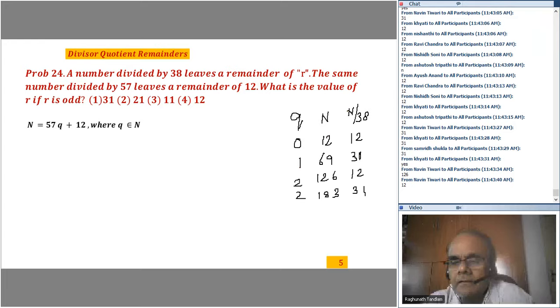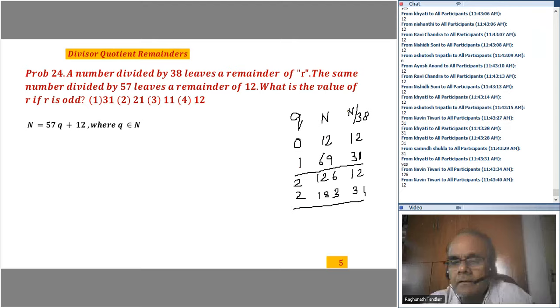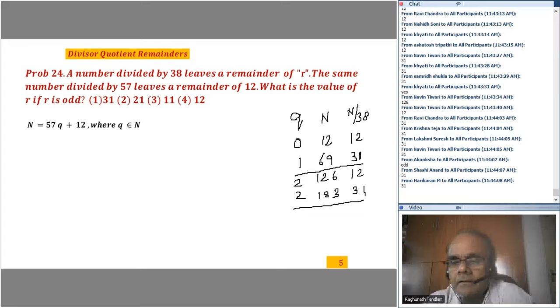It can have only two remainders. One will be 12, one will be 31. What's the answer for the given question? The remainder can only be 12 or 31. Answer is 31. Clear? Because it wants odd. How many are clear now?